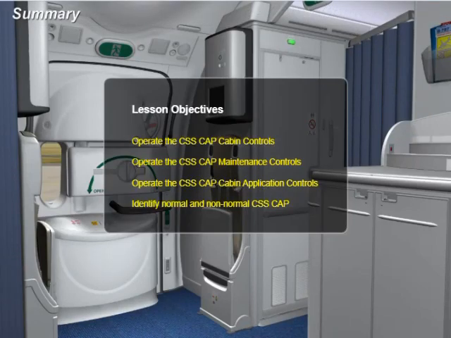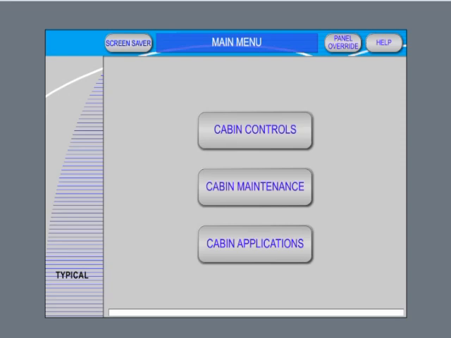In this lesson, you operated the Cabin Attendant Panel, or CAP, to control cabin systems, did ground tests, and looked at faults in the Cabin Services System, or CSS. You can use the CAP to operate and monitor the Cabin Services System and identify normal and non-normal indications.